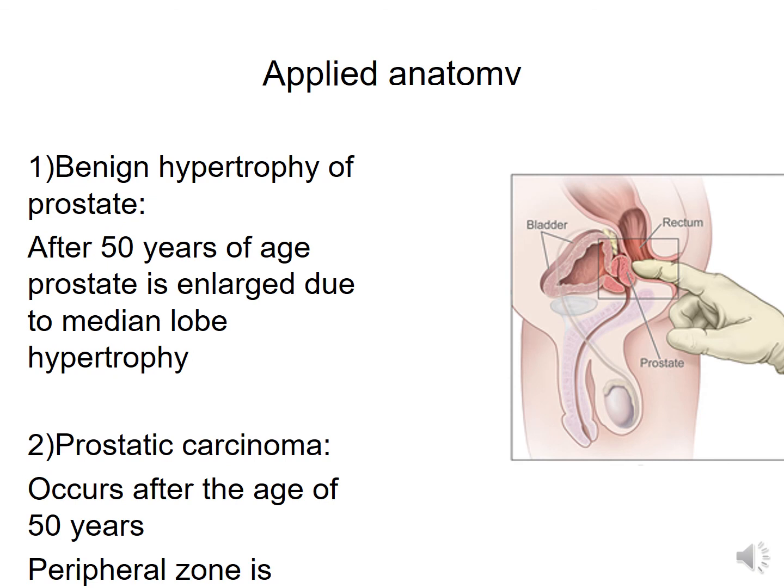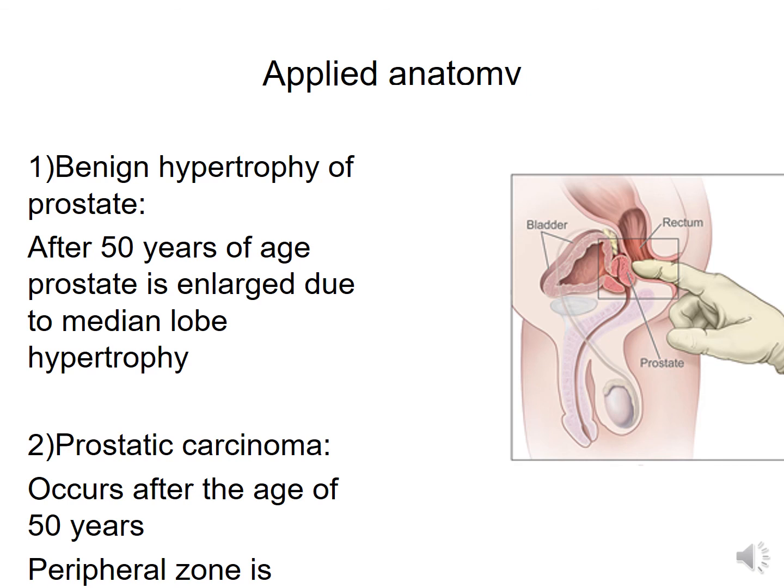Now coming to the applied anatomy, benign hypertrophy of prostate can be there, which usually occurs after 50 years of age. As you've already seen, this hypertrophy commonly involves the median lobe. What are the features? The more the patient strains, the more retention of urine there is. So there is difficulty in micturition. This is a feature in case of BHP.